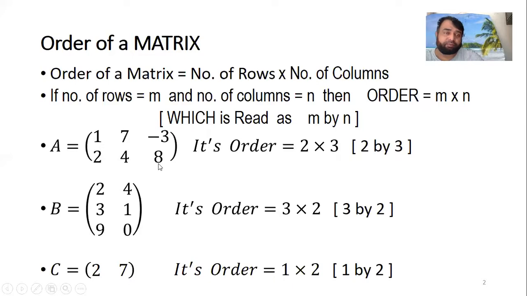So here our matrix A, we see the elements 1, 7, -3, 2, 4, 8. Its order is, you see, there are two rows and three columns. So its order is 2 by 3. Similarly, matrix B has three rows and two columns, so its order is 3 by 2. And matrix C, you see, has just one row and two columns. 2 and 7 are in one row, 2 is in one column, 7 is in another column. So its order is 1 by 2.